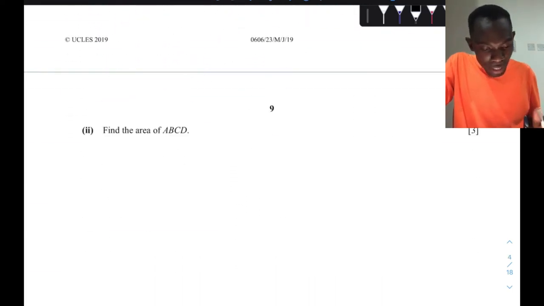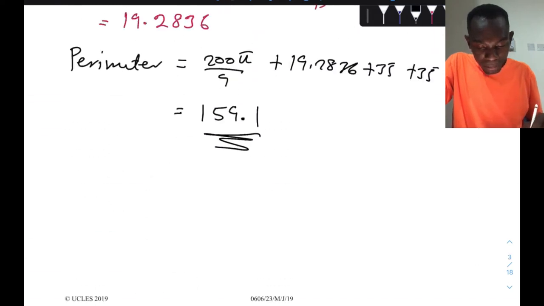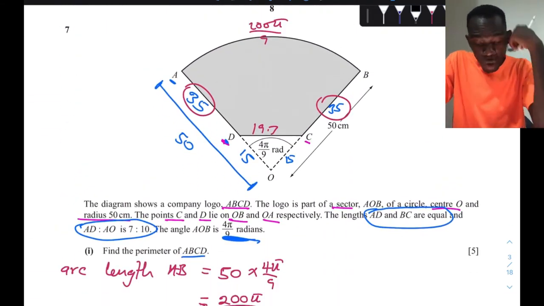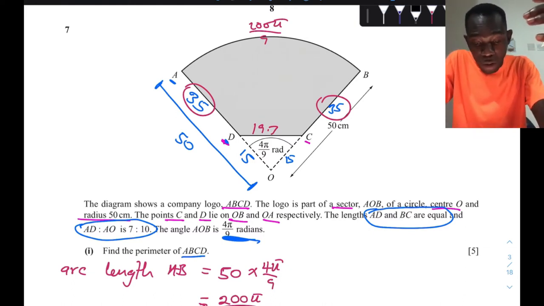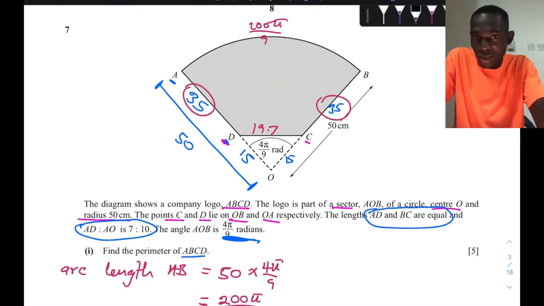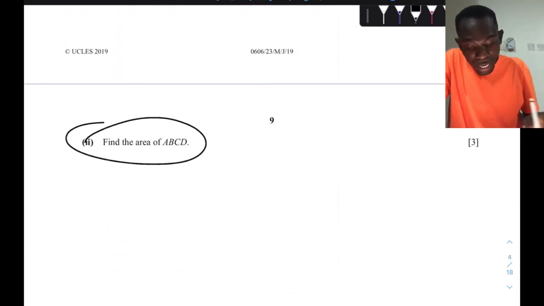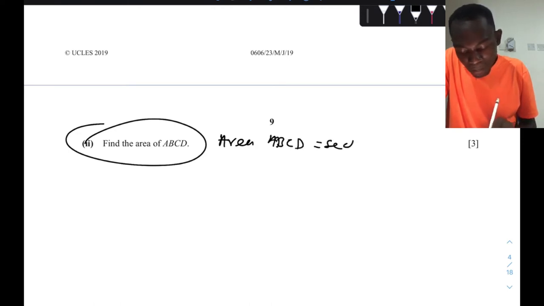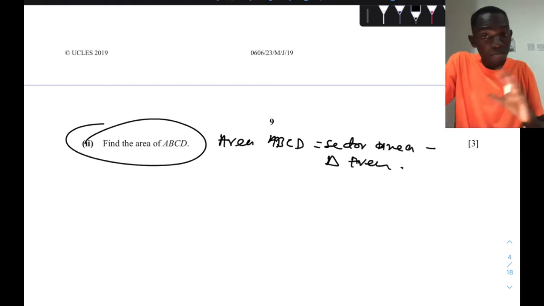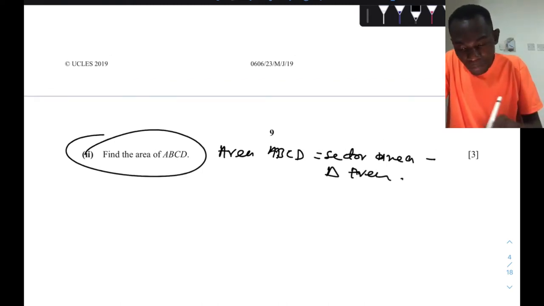All right, so the next thing is we want to find the area of ABCD. Okay, area of the shaded region. That too, we need a plan. But what is the plan? If you want the area of this shaded region, we can find the area of the sector, and then we find the area of the triangle, and then you subtract. You are done, okay? So you can even write the plan down that area ABCD will be equal to sector area minus triangle area, okay? That's your plan. Cool. So let's start with sector area.